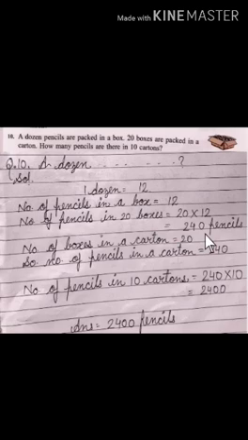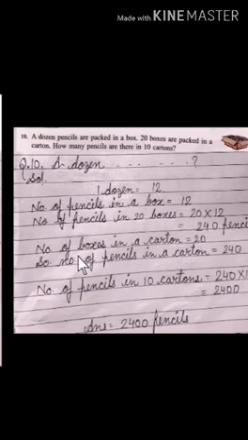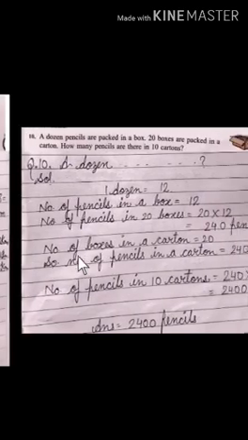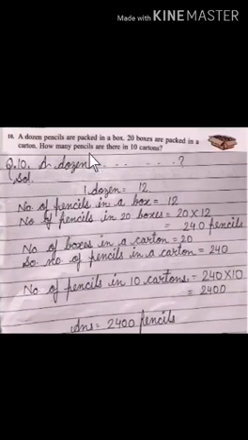240 pencils. Now you have to find out the number of boxes in a carton. How many boxes are given here in the carton? 20 boxes in a carton. First of all you find out the pencils in the 20 boxes, then you check the number of boxes in a carton. 20 boxes in a carton. So the number of pencils in a carton is 240.